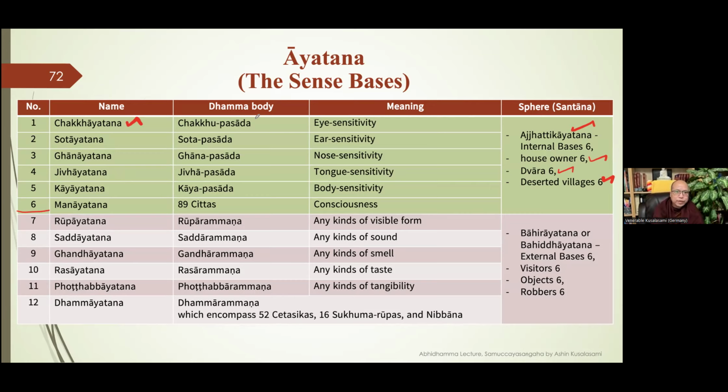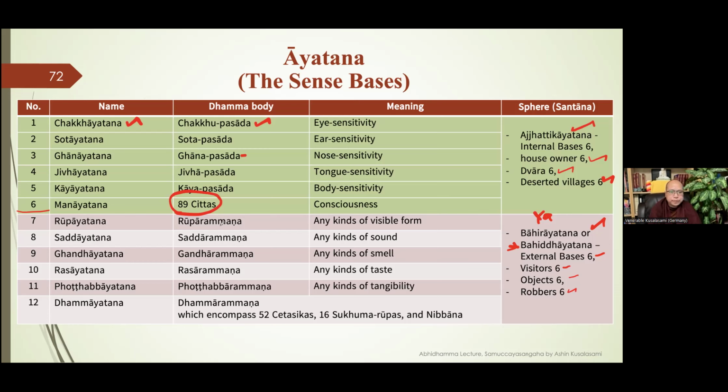Cakkhāyatana as a dhamma body or ultimate reality is cakkhu pasāda. Here sotāyatana is sota pasāda, ghānāyatana is ghāna pasāda, jivhāyatana is jivhā pasāda, kāyāyatana is kāya pasāda, and manāyatana is all 89 cittas. Next, seven to twelve are the bāhira āyatana. Sometimes you may see it as bāhida, bāhira or bāhiya; they are synonyms. External bases are visitors, objects, robbers.